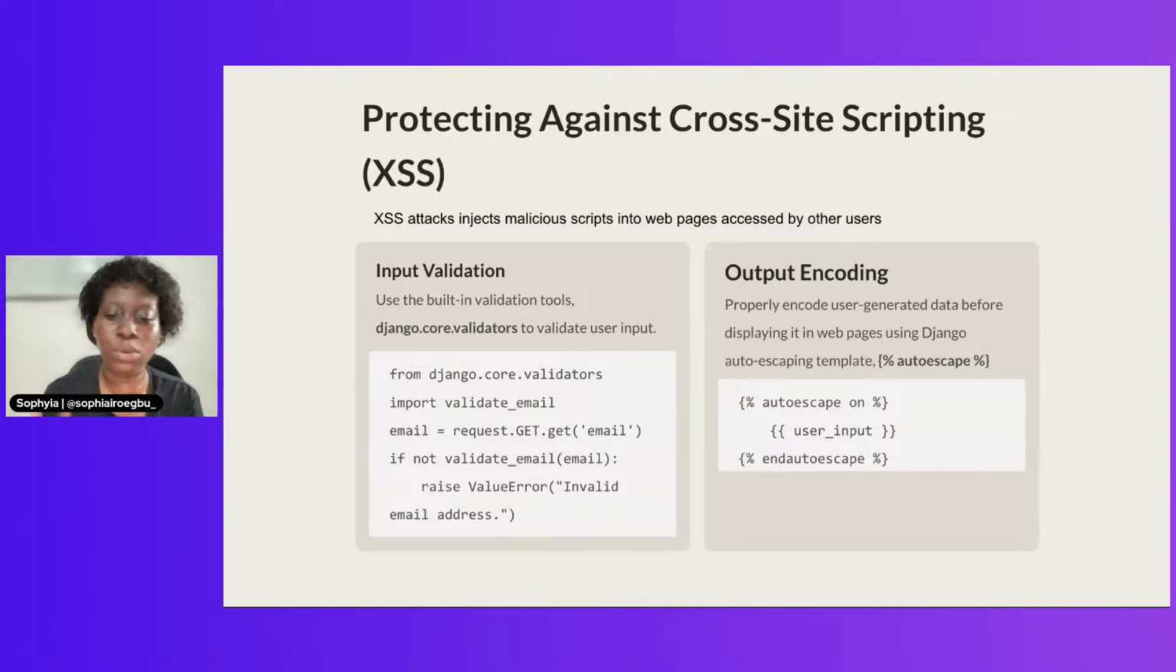Another one is output encoding. When you are building a project that needs you to take user data and display it on your application or display it on your web page, ensure that you use the Django auto-escaping template. So this would take that user data, encode it, and pass it as plain data text on your web page.